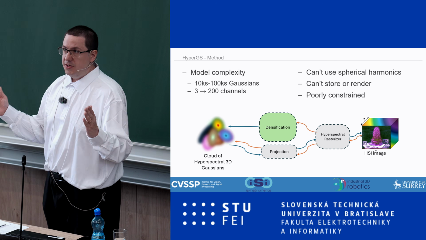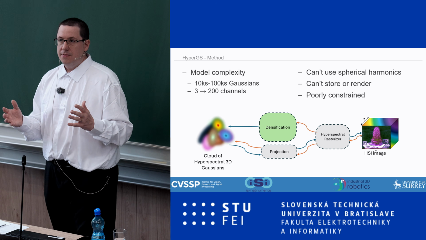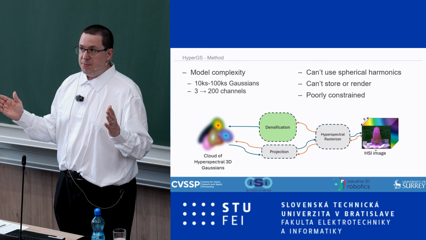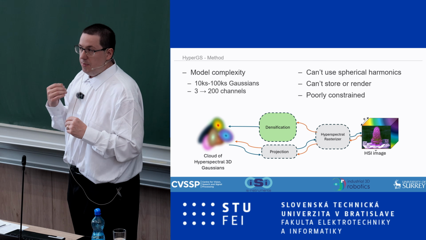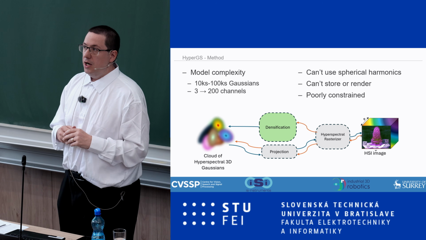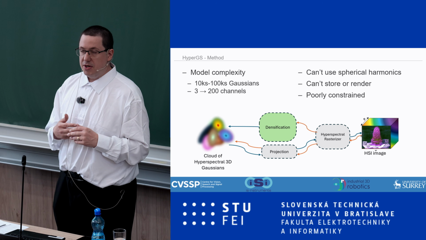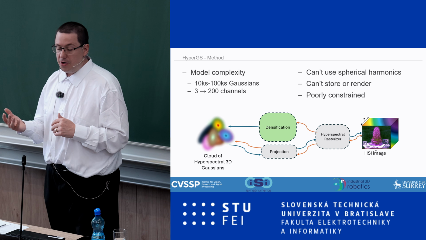One problem is 3D Gaussian splat models are really big, right? They take a lot of space to store. Rendering them takes a lot of compute power. And if you're talking about making it 100 times larger with all the color channels, it becomes impossible to store it, becomes impossible to render it, especially on a robot.